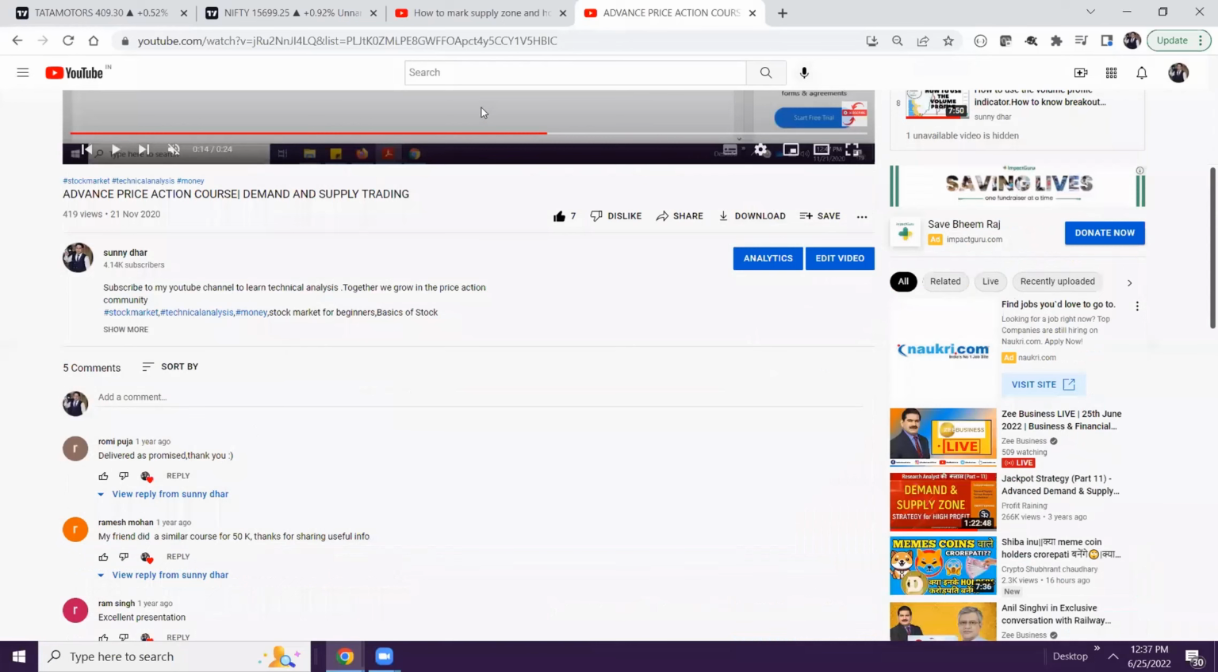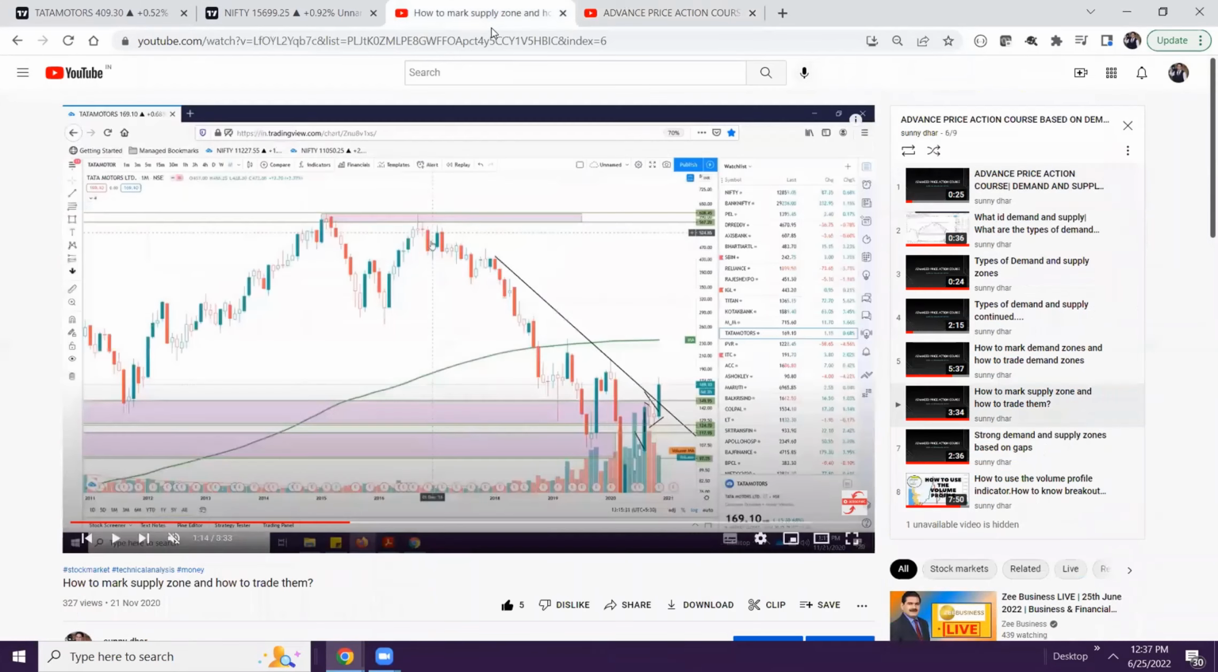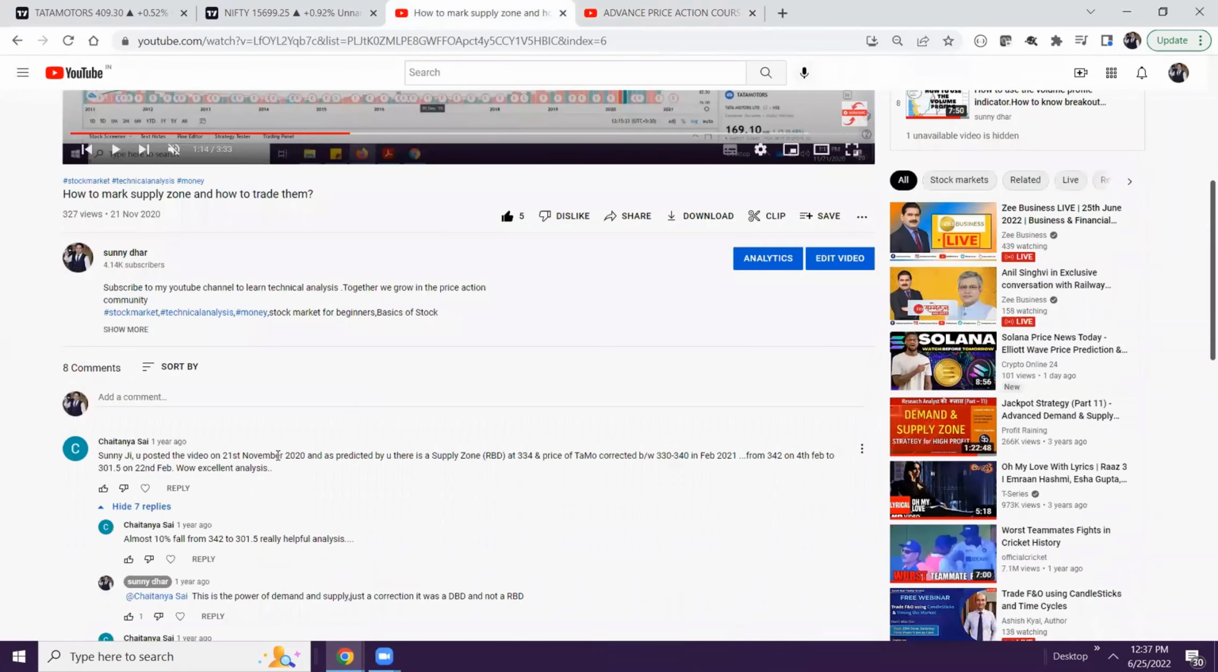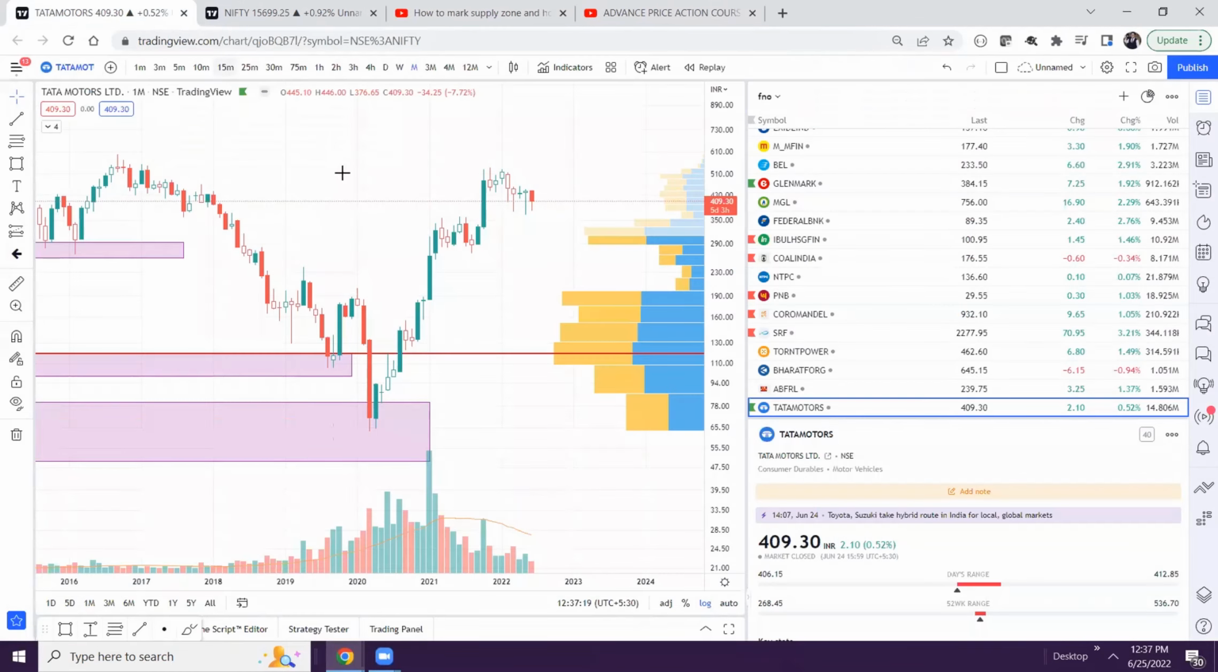You can see in the comment also, one of my members has said that on 21st November I had predicted that it can fall. And when it actually happened in February 2021, Tata Motors actually gave a 10% fall. So this member was surprised, but there is no surprise, as this is how supply and demand works. So let us move further.